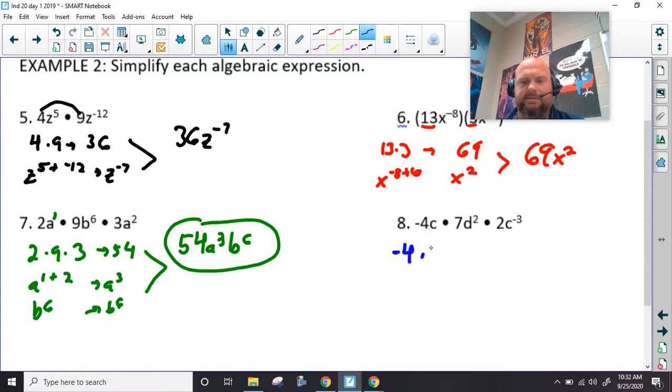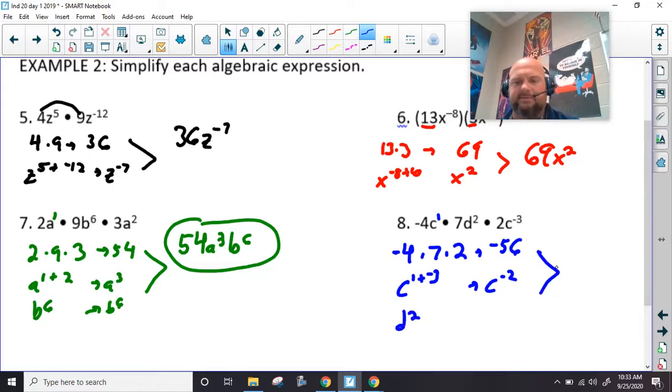You could take these numbers and do them in the calculator. That's what I'm doing. So -4 times 7 times 2 gives me -56. With my c's, I have c to the first, plus -3, so this is going to give me c to the -2. And then d squared is by itself. So I have -56 c to the -2 d squared.